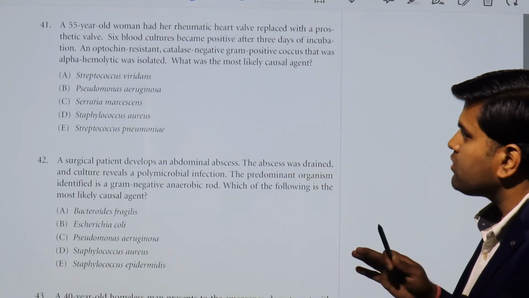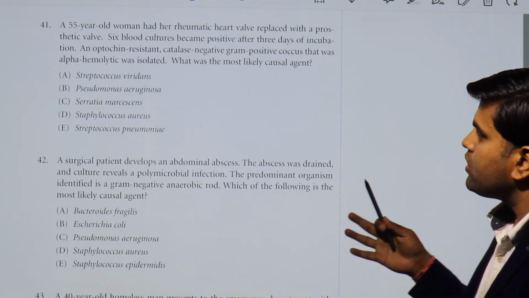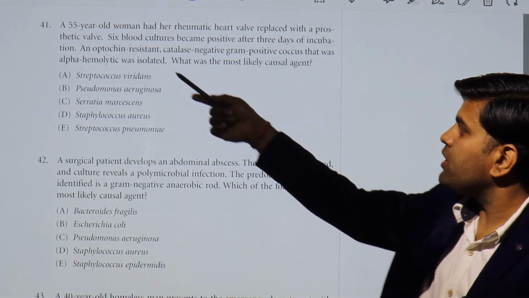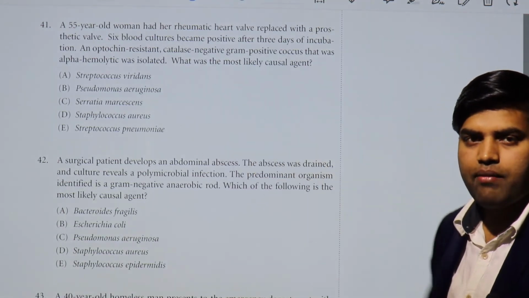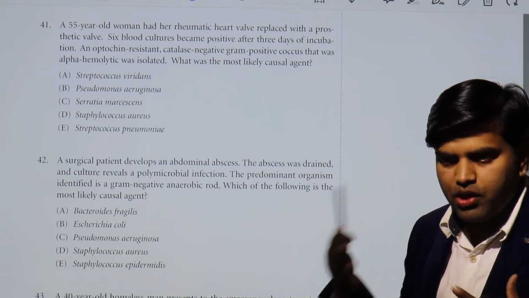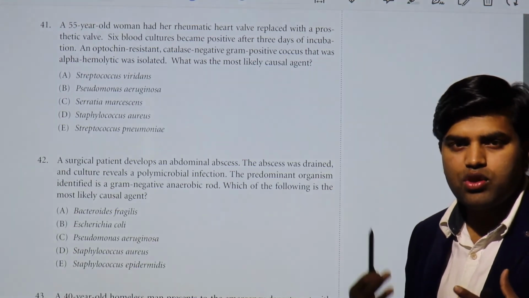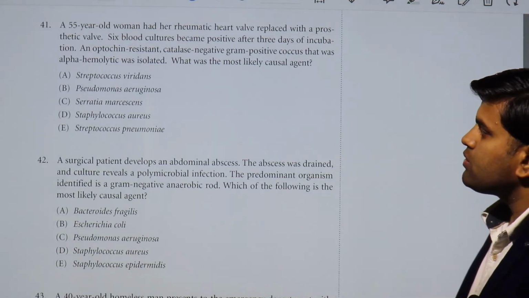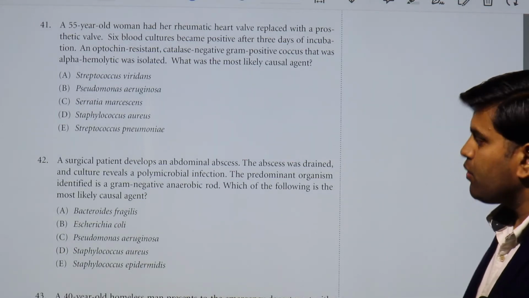It will not be Pseudomonas, not Serratia, not Staphylococcus, and not Streptococcus pneumoniae. Streptococcus pneumoniae and viridans can be separated by this optochin resistance. So you have infective endocarditis, and we know this mouth flora, the viridans group of Streptococci, is usually responsible for infective endocarditis. So your diagnosis is Streptococcus viridans. Hope you have understood.